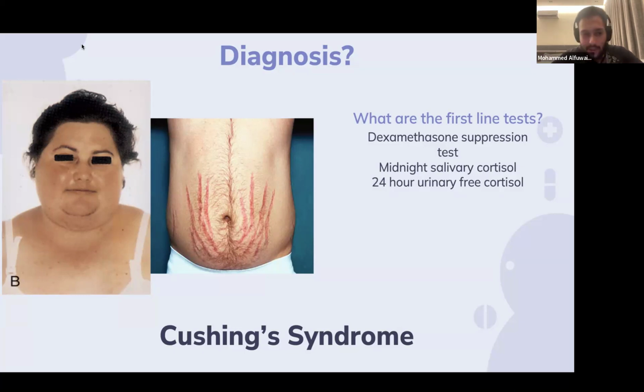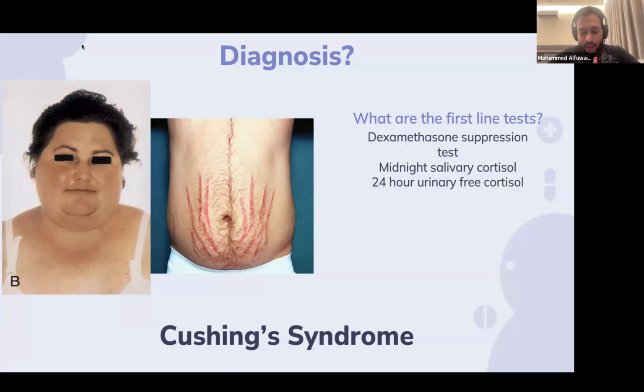Good. So ACTH, you want to differentiate it. Either they're ACTH dependent versus ACTH independent. Okay. So if they're ACTH dependent, there's something in the body that's secreting ACTH that's going to the adrenal glands that's causing cortisol secretion. Okay. There's two sources of this, either ectopic or from the pituitary gland. We're going to talk about this in more detail later.